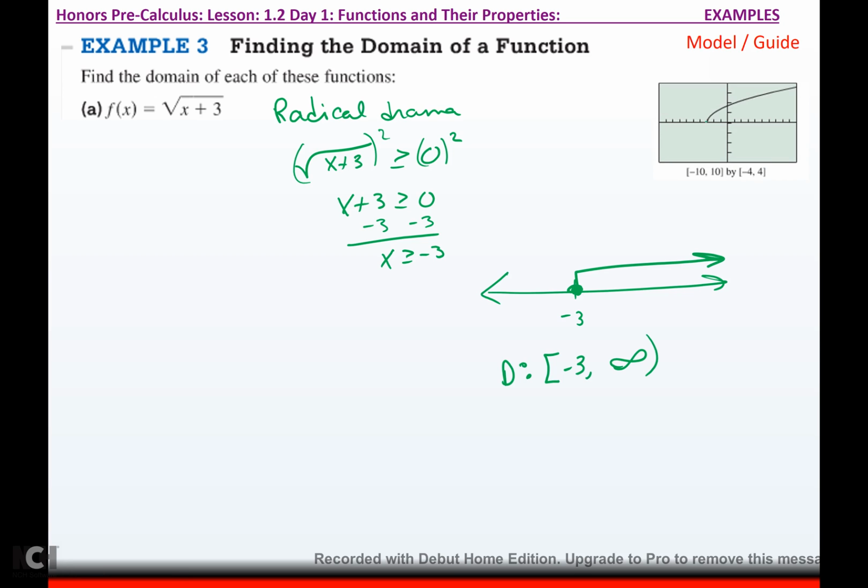Okay? And notice that at -3, there's no graph over here. That's all going to be error messages. So my domain starts here, and then I can graph forever and ever that way.